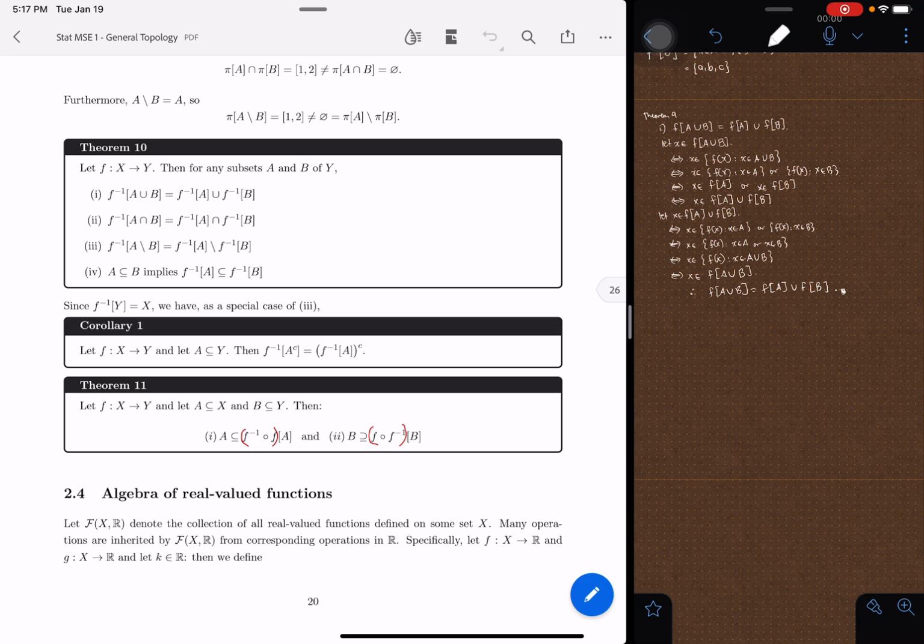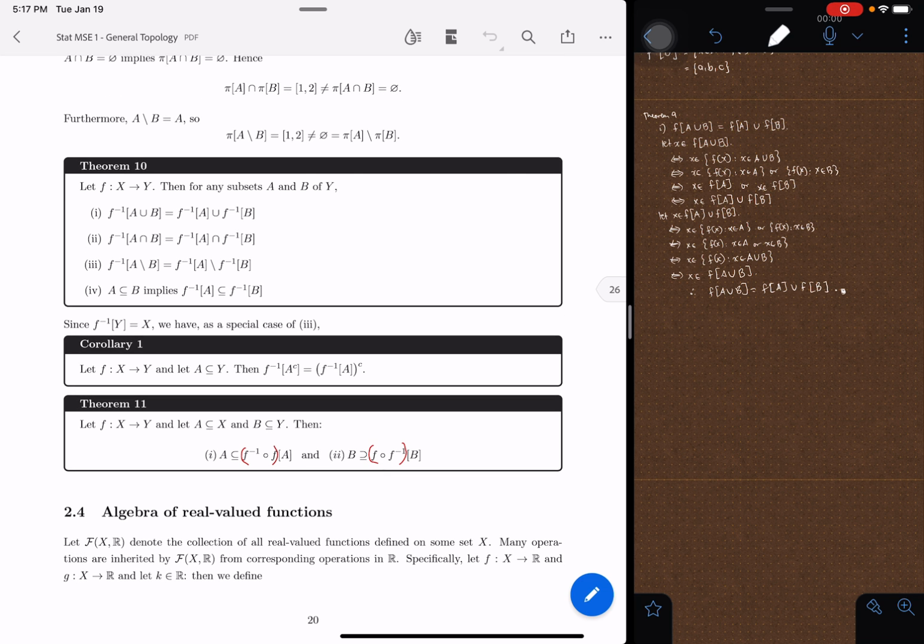Okay, so we have a corollary, which is just a special case of the third part. We know that the inverse image of Y is the codomain of the mapping F, so its inverse image should be equal to X. As a special case of the third part, if A is any subset of Y, then the inverse image of A complement is equal to the complement of the inverse image of A. Since this is just a corollary, it's a direct consequence of the third part. Corollary 1, its proof will be left as an exercise.